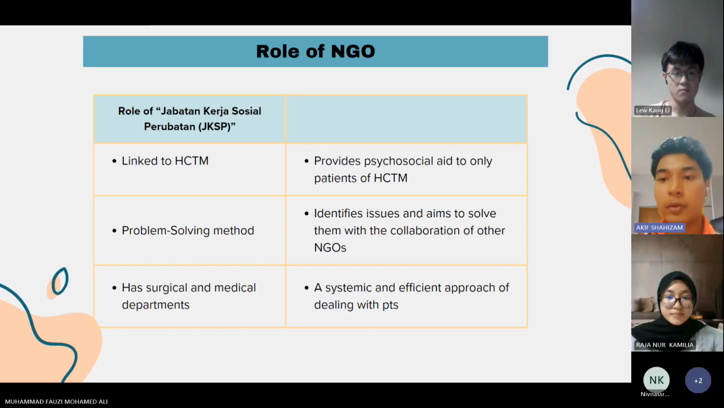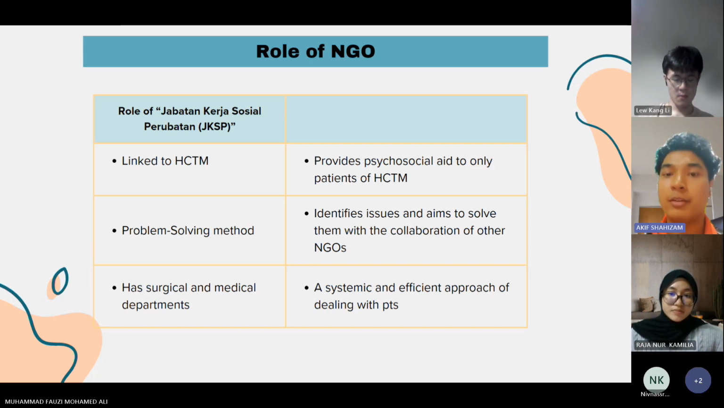What is the role of Jabatan Kerja Sosial Perubatan? Like I said before, it is different to the normal Jabatan Kebajikan Masyarakat because it is linked to Perubatan. It's linked to HCTM. So, like I said before, it provides psychosocial aid to only patients of HCTM. Since our patient is a patient of HCTM, he has the right to visit this NGO and seek aid. It also has a method called the problem solving method, which basically means that the Jabatan identifies issues and resolves them with the collaboration of other NGOs.